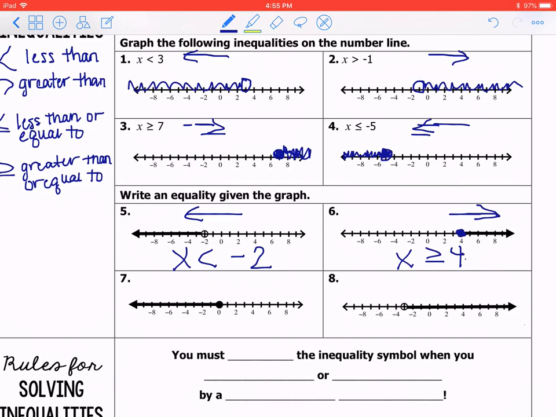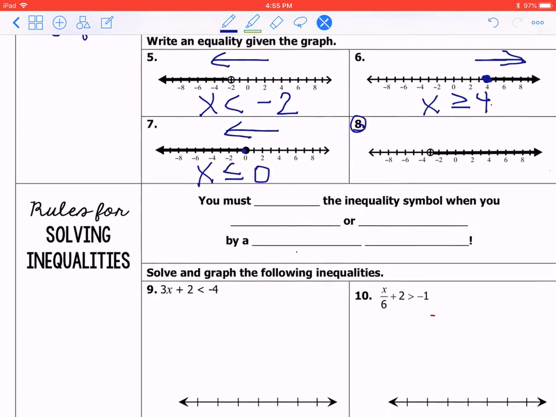Let's do one more. Number 7, it's x. The point is at 0. It's being pointed to the left, so it's going to be less than. And it's a closed dot again, so it's less than or equal to. You guys can go ahead and try 8 on your own.